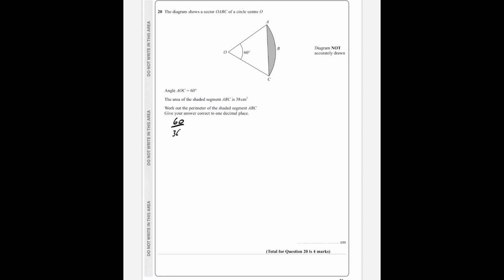Question 20, 60-degree angle in here. So we're dealing with an equilateral triangle, OAC. The three lengths on it will be, I'll call R. The shaded segment will be the area of the sector minus the area of the triangle. So that's 60 360ths of pi r squared minus a half ab sine C, or in this case a half r squared sine 60. That will be equal to 38.